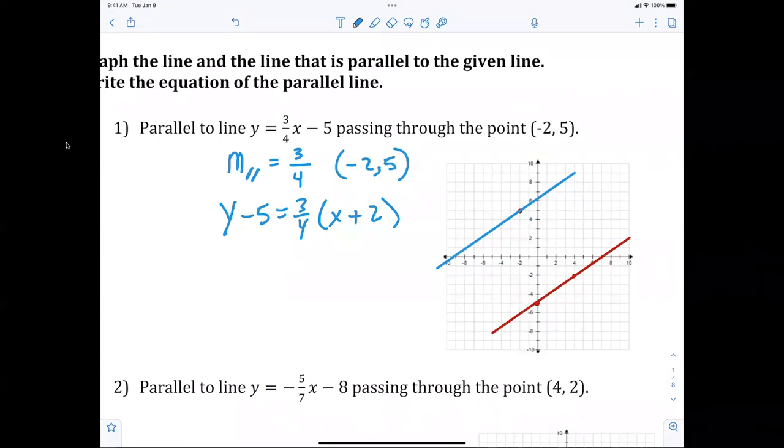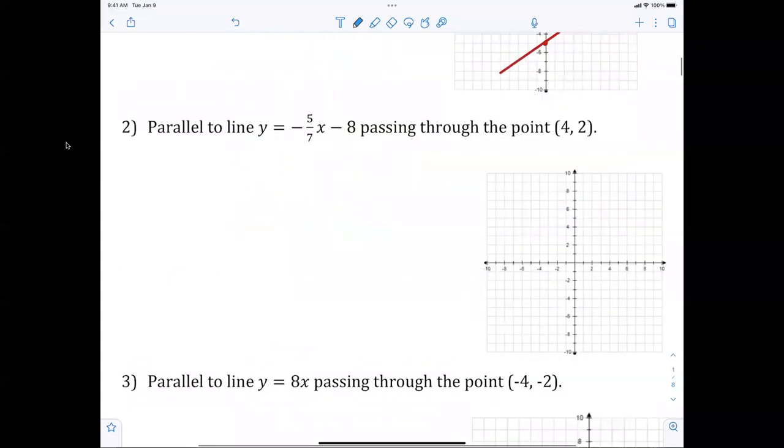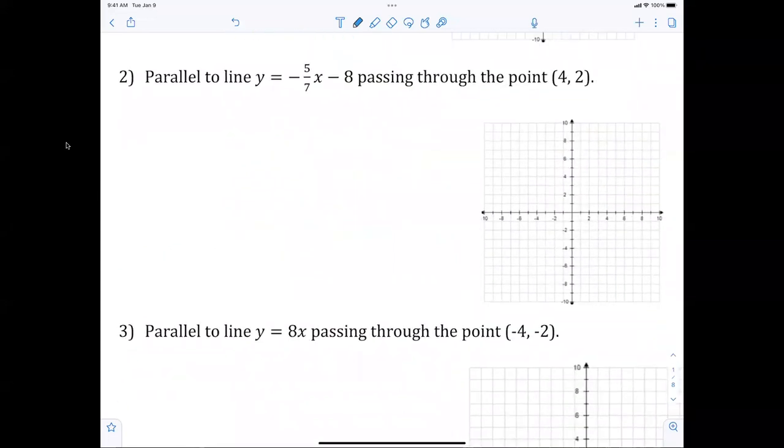Because we are brilliant, we are going to now take a look at question number 2. I'm not asking you to graph it. I'm asking you to pay attention. So I would like someone to tell me the slope of the parallel line would be what, Marcos? -5/7. What point is it passing through? 4, 2. So now write the equation quickly.